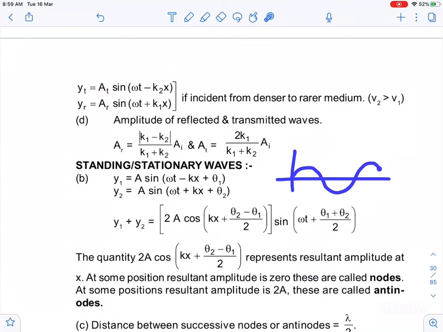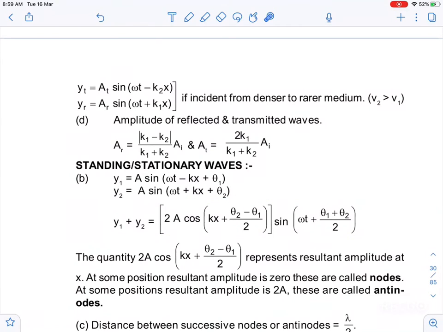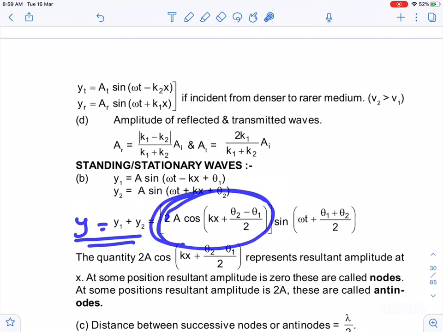Now guys, what is a stationary wave? When two equal and opposite waves meet, suppose one wave is traveling in this direction and another wave is incident coming from the other side, they form a stationary wave. So I have written one wave traveling in positive x direction, omega t minus kx, and this is the negative x direction wave. When they superimpose, they will form a stationary wave. So for the stationary wave, y can be written as y1 plus y2. This is simply superposition.